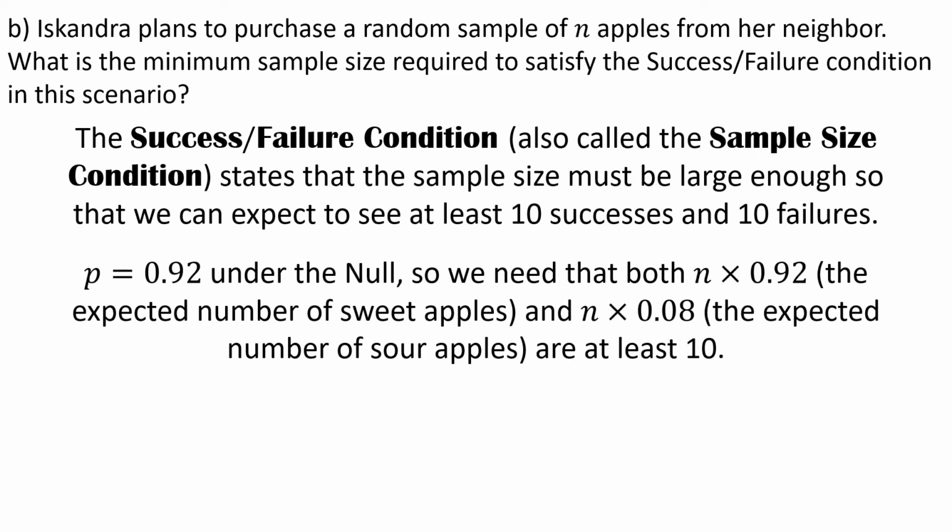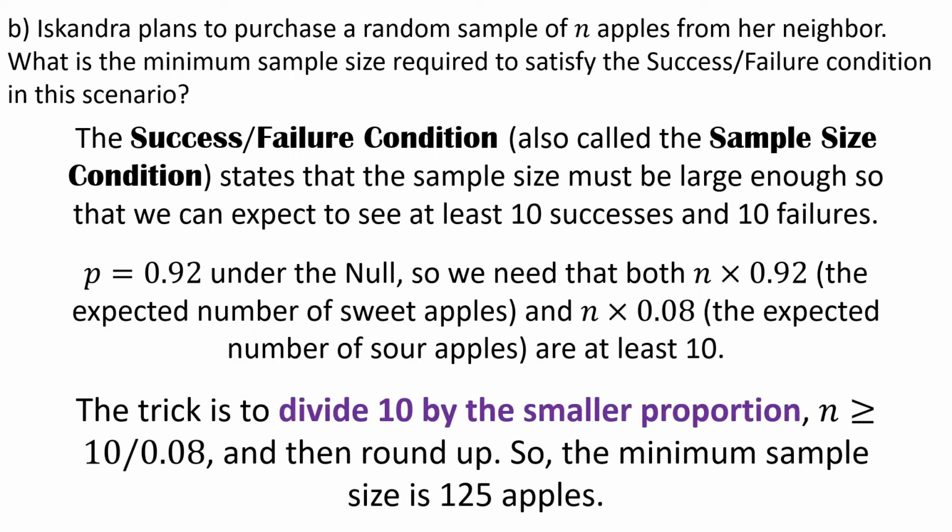So we're assuming the true proportion under the null, 0.92. So we need that both sample size n times 0.92, that's the expected number of sweet apples in the sample, and n times 0.08, the expected number of sour apples, both of these must be at least 10. The trick is to divide 10 by the smallest proportion. Rather, I should say the smaller proportion. And so in this case, the smaller proportion is 0.08. So 10 divided by 0.08 gives us a sample size of 125. So the minimum sample size in order to satisfy the success-failure condition is 125 apples.